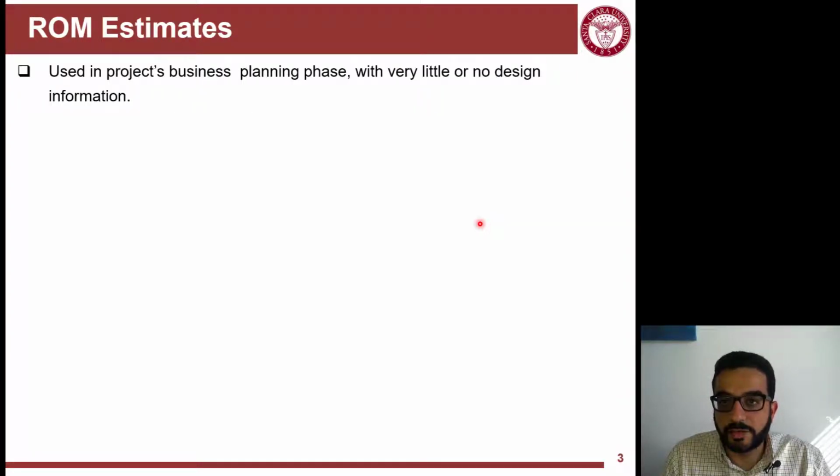So rough order of magnitude estimates are used in the early planning phases and design phases of a project with no or very little information. An owner can actually use or develop rough order of magnitude estimates, if they know what they're doing, without the help of an engineer.